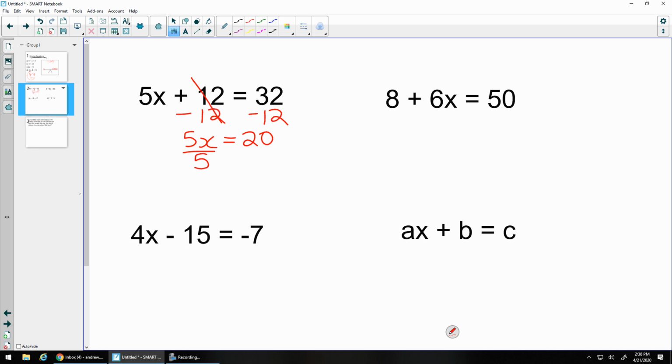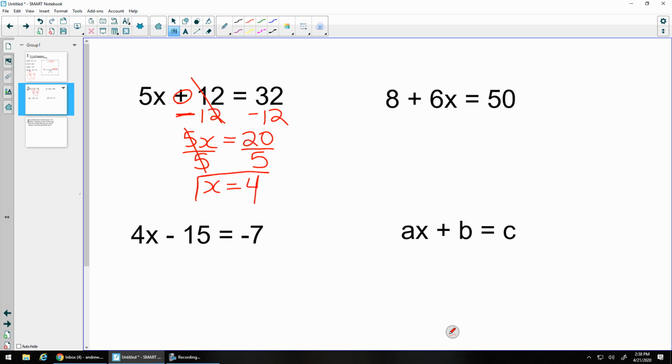Okay, just like doing the opposite of addition was doing subtraction, the opposite of multiplication is division. To keep it balanced, I do the same thing on both sides. Now that I've done that on both sides, I can simplify. The 5's cancel out. I'm left with just x, which is what I want. On the right side, 20 divided by 5 is 4.